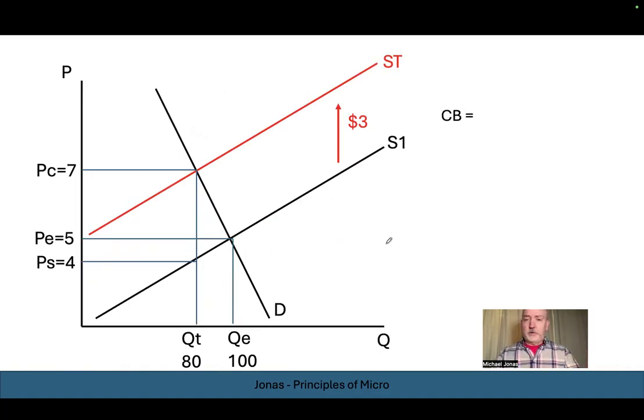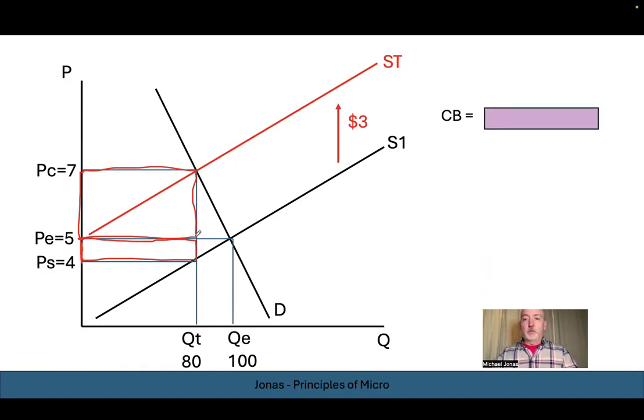And then we were also asked to show that on the diagram, right? So it's going to be the area as indicated by that little formula. So the consumer burden, remember, is PC minus PE times QT, right? So it's going to be the rectangle here. The producer burden, the old price, 5 minus the new price of 4, so that distance here, times the number of units sold, times QT.